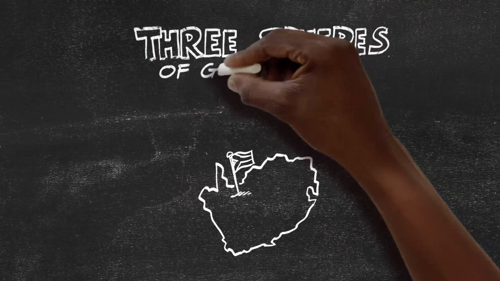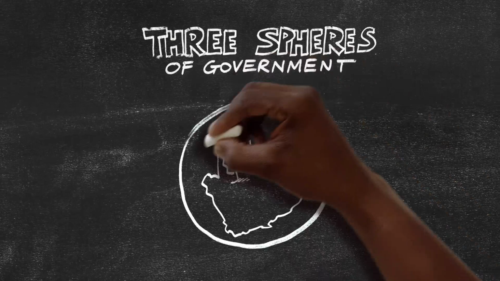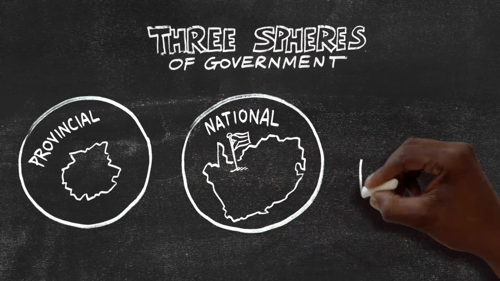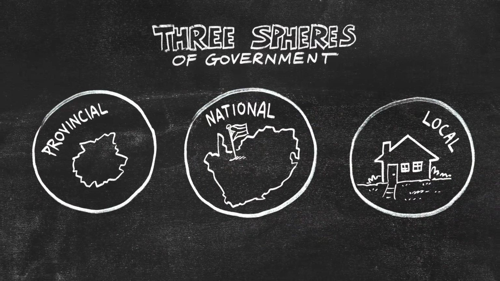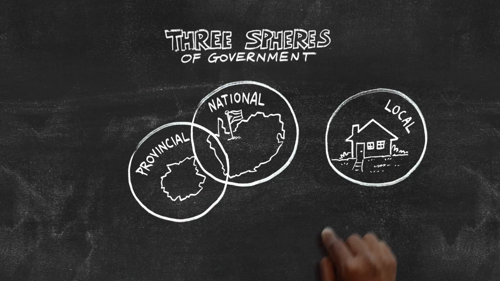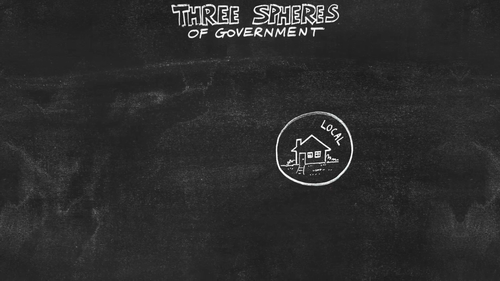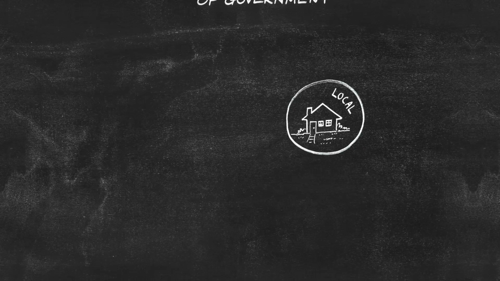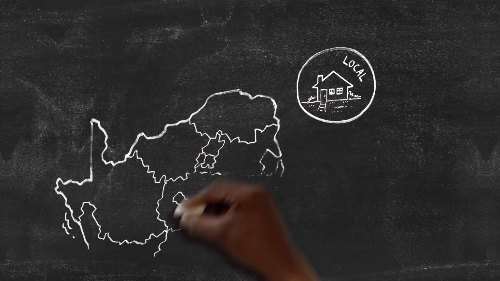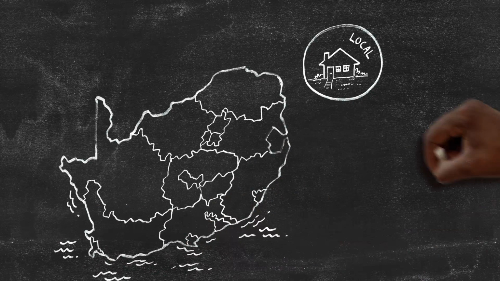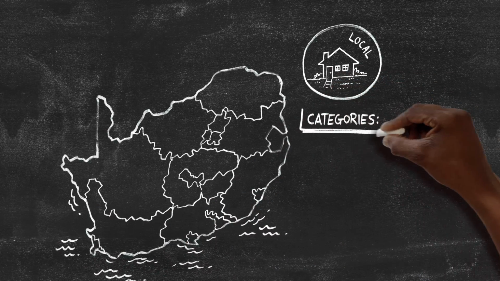In South Africa, we have 3 spheres of government: national, provincial, and municipal, also called local. All 3 spheres cooperate to help the people. But it is local government that is responsible for much of what you see around your home. And depending on where you live, there are different categories of municipal government.